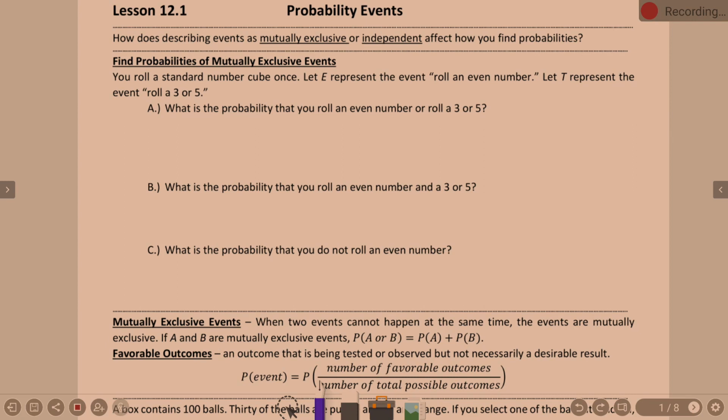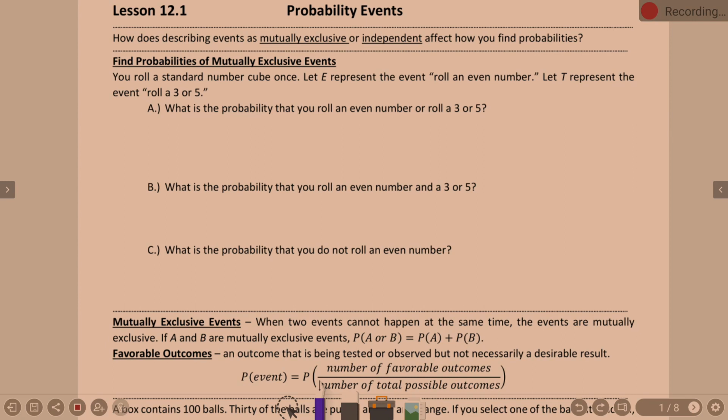So one of our big themes in this unit is how does describing events as mutually exclusive or independent affect how you find probabilities. So in this first page, we're going to talk about mutually exclusive events, what that means, how we do probability there. And then later on in this unit, or this lesson, we'll talk about independent and what that means. Okay? So let's jump right in.